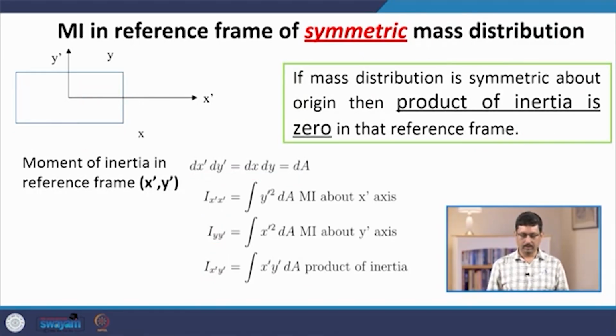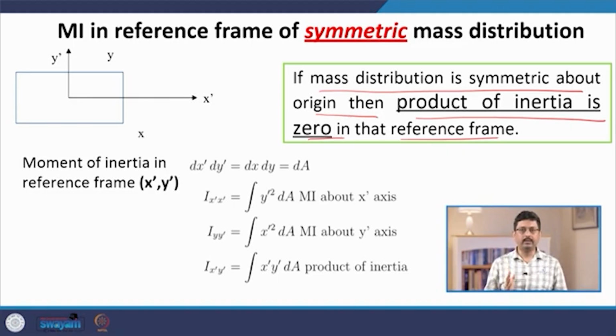So, this is what we just checked: if the mass distribution is symmetric about the origin, then the product of inertia is 0 in that reference frame. This is the key idea to understand the principal axis of rotation.